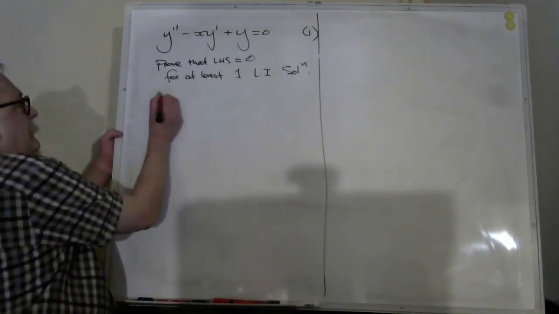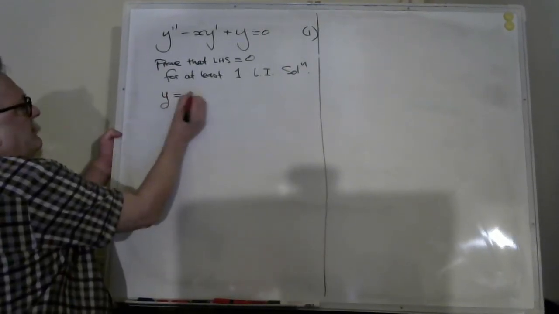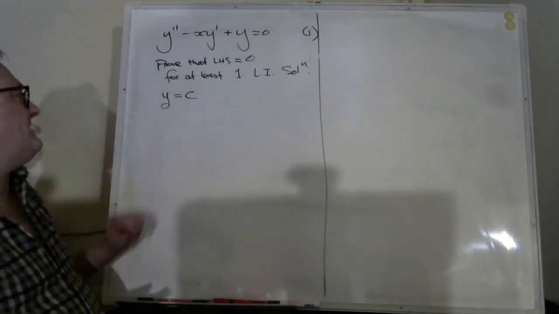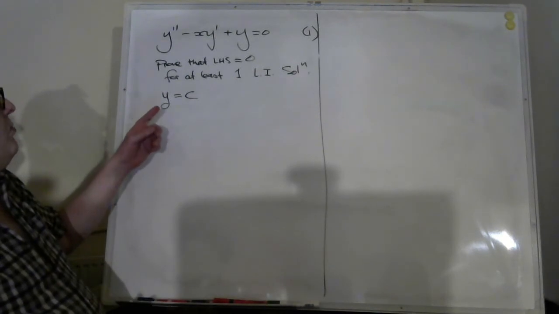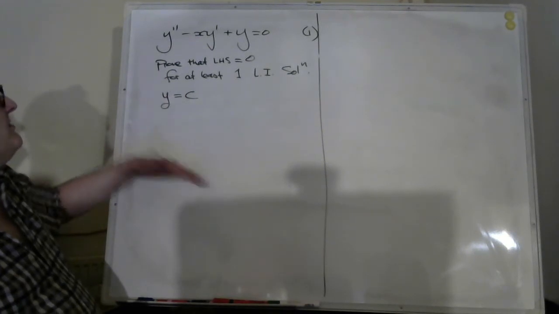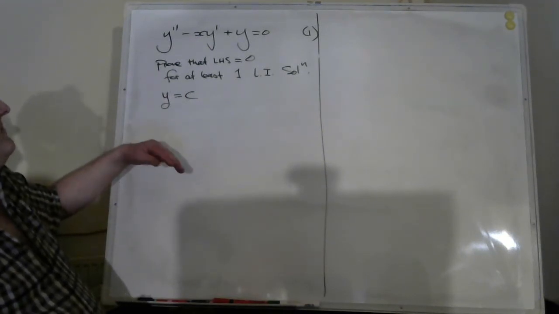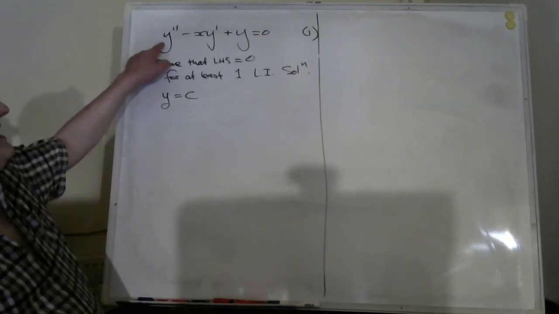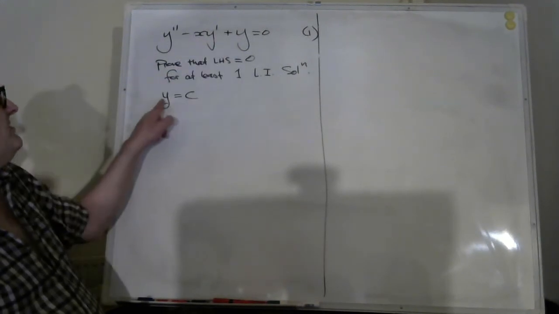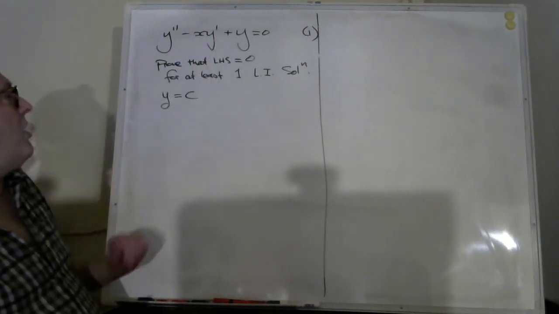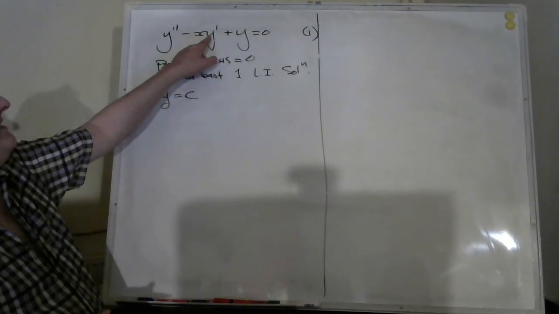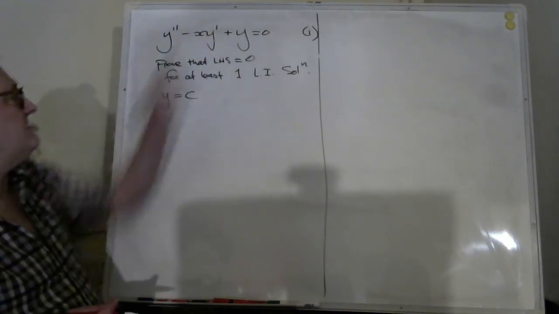I'm going to suggest that one linearly independent solution is just C, which might be positive, which might be negative, but anyway, we'll call it C. Now, what we're going to do is we're going to differentiate y equals c twice, because we want to substitute the second derivative into y double prime, the first derivative into y prime, and y equals c just in for y.